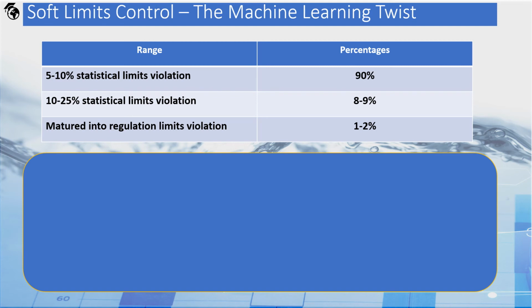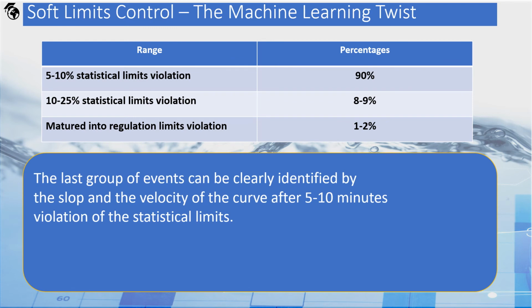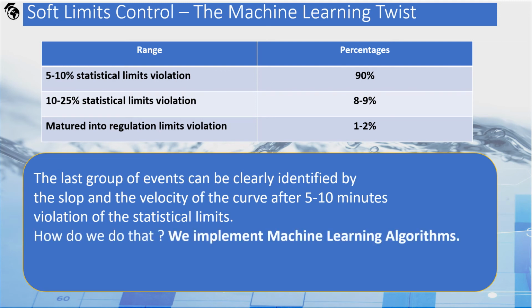The last group of events can be identified by the slope and the curve's velocity after 5 to 10 minutes of statistical limits violation. How do we do that? We implement machine learning algorithms. The algorithm learns for each site each measurement of the above table and adjusts the statistical limits control into soft limits control, which makes the lives of our engineers and customers much easier.